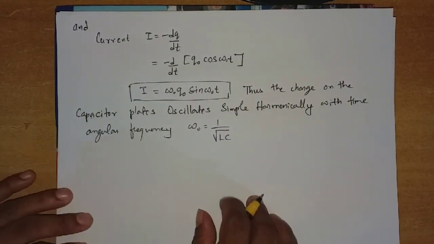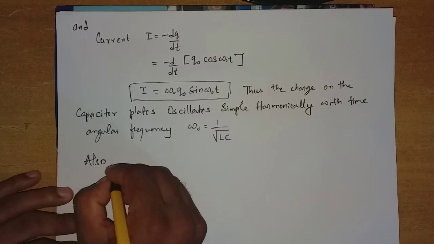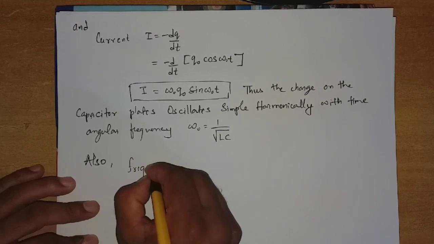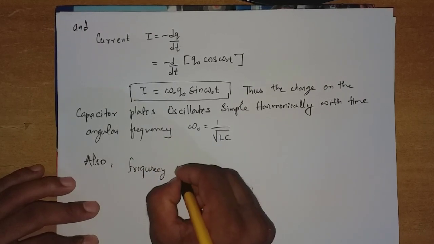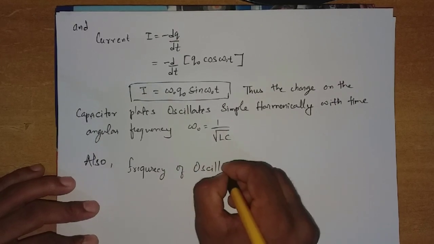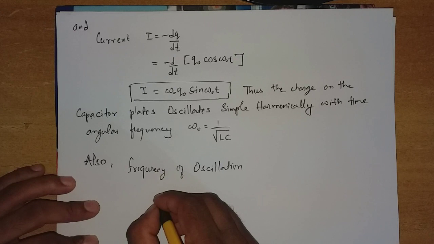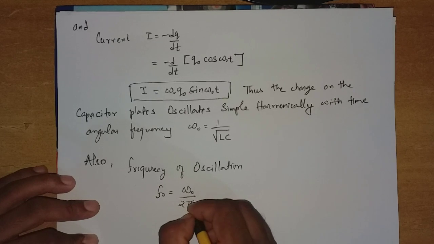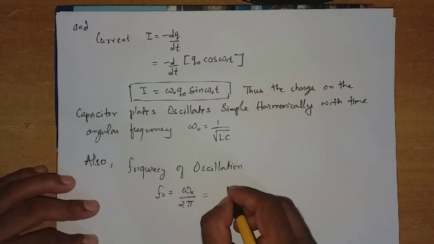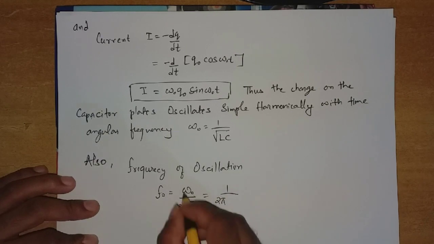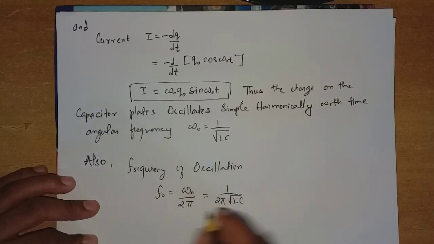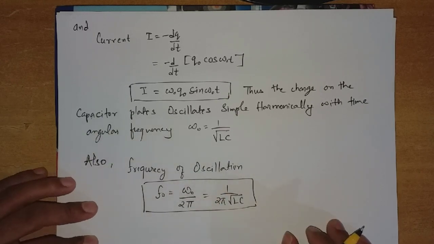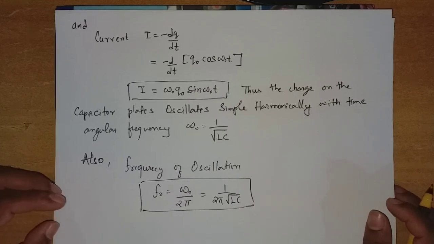Clear? Also for LC oscillation we can write the frequency of oscillations, that is f naught is equal to omega naught by 2 pi, right? So its value is 1 by 2 pi, where the value of omega naught is 1 by root LC. So this is the equation of frequency. Clear? This is what LC oscillation is. Thank you.